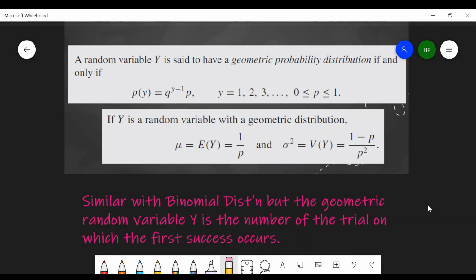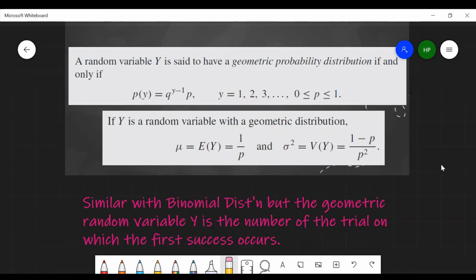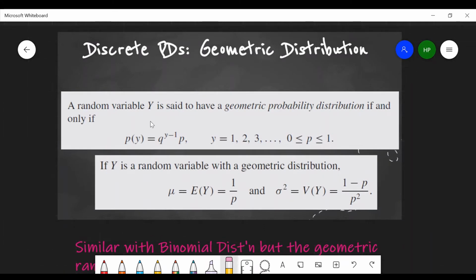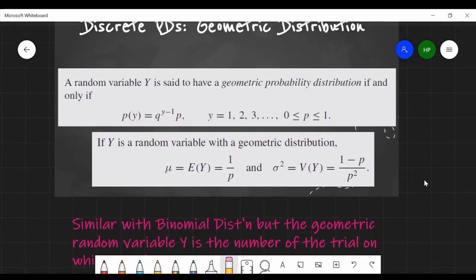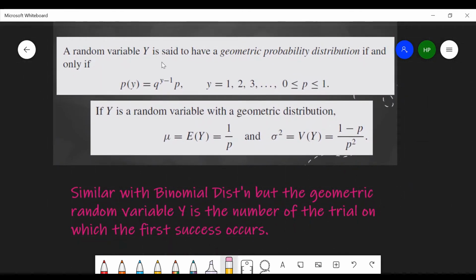Okay, diretso naman tayo ngayon sa geometric distribution. Nasa discrete probability distribution functions pa rin tayo. So, geometric. A random variable Y is said to have a geometric probability distribution if and only if the probability of Y equals q to the y minus 1 times p, where y equals 1, 2, 3, and so on. Tapos, the probability p, success rate pa rin yan, is found from 0 to 1.